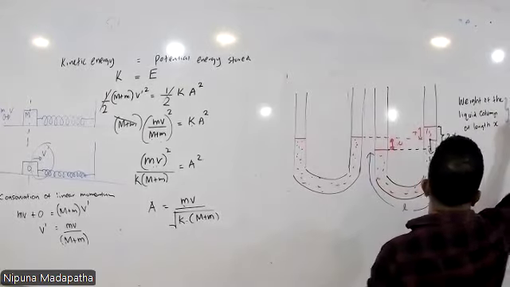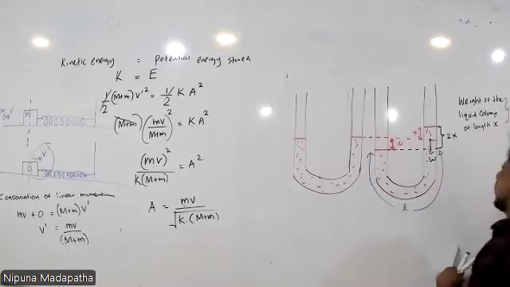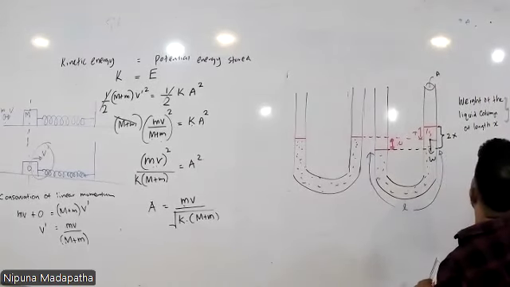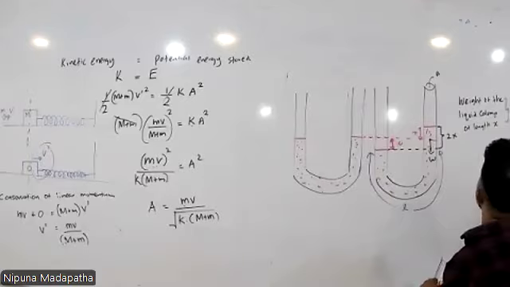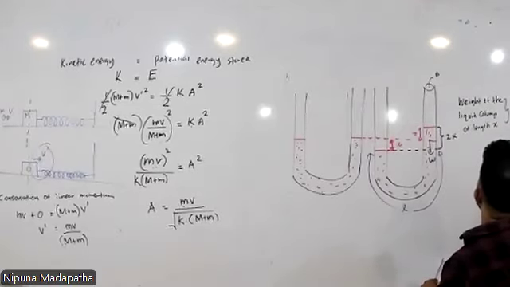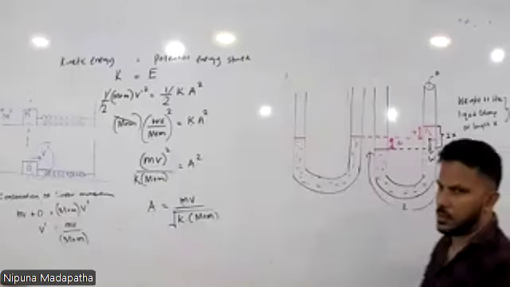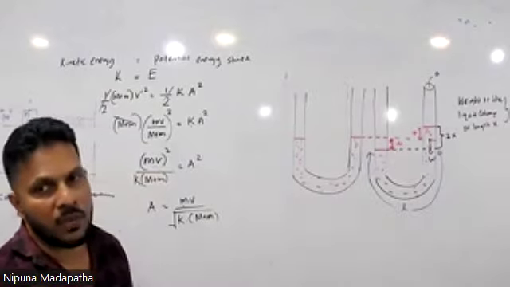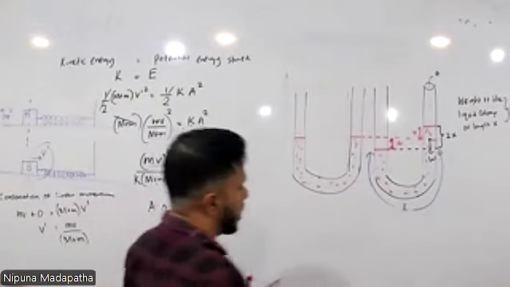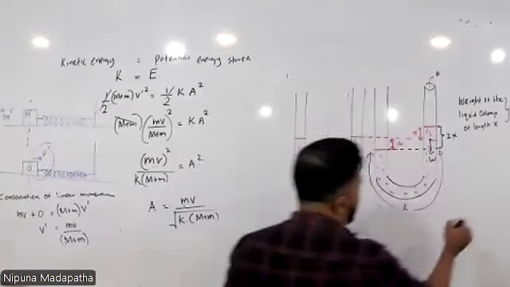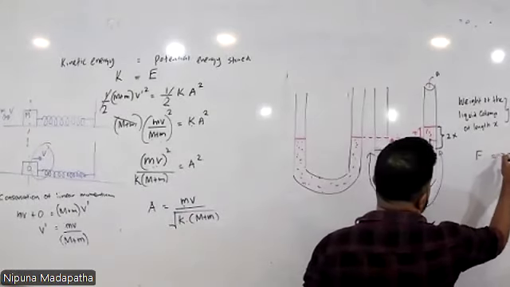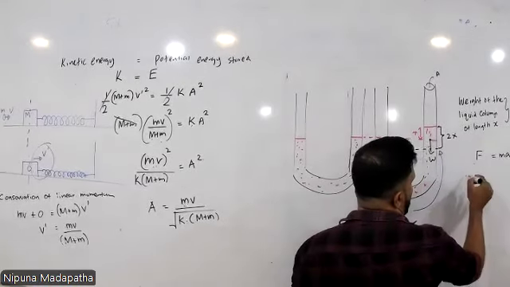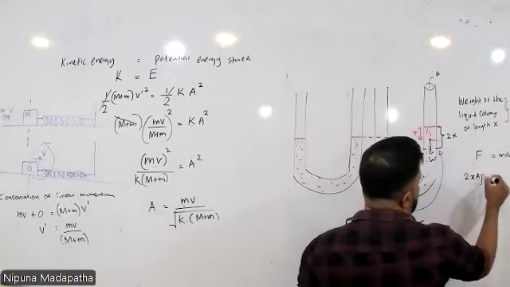The weight of the liquid column is for a length 2x. Suppose the cross-sectional area of the U-tube is capital A, then the volume is 2xA. Volume into density is mass. Mass into g is weight. So weight is volume into density into gravity. Now we apply F equals ma. The restoring force is this force, 2xAρg.